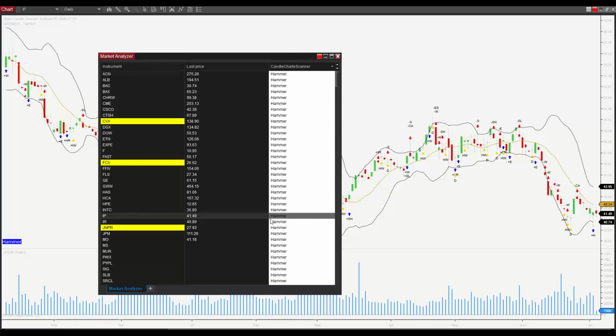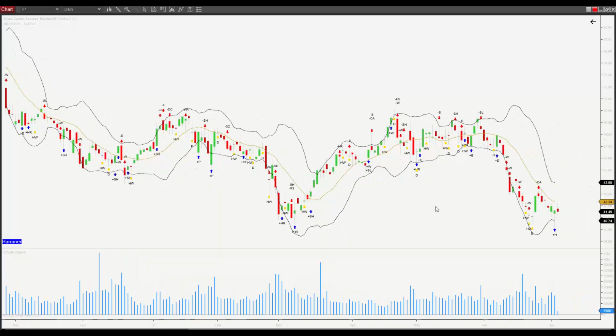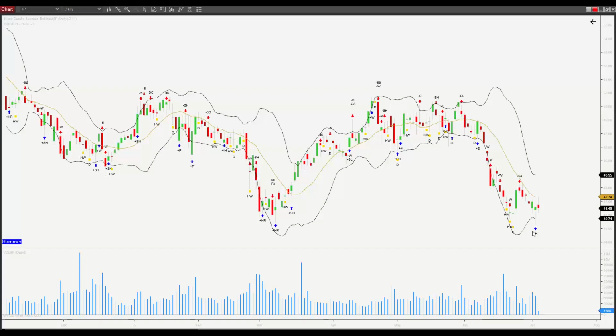I found IP. Okay, and I'm just going to move the market analyzer so that you can see what I'm looking for. I'm just going to blow this up just a little bit. So notice right here, A plus H is the abbreviation for a hammer. And I know that, well, A, because I've been using this for a long time, but B, if I click on it or any other symbol over here on the bottom left of the chart, you'll see it highlights a hammer. Okay, but I already know that A plus H means a hammer.